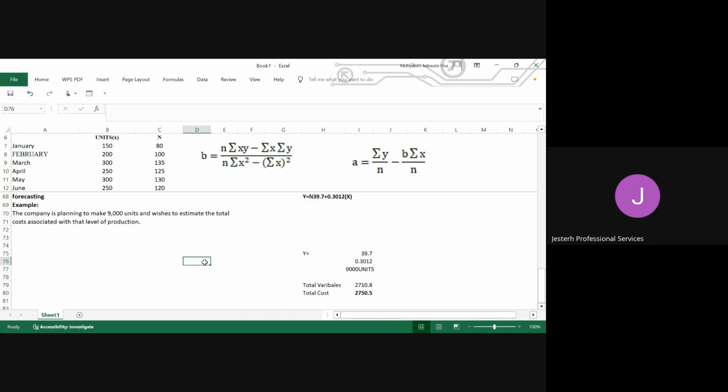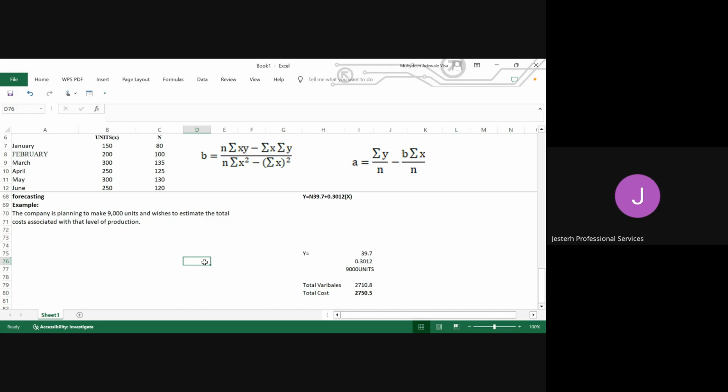Then they are expecting you to arrive at total variable cost and use that total variable cost to determine your total fixed cost. Understand? Now, they will just tell you that the company is planning to make 9,000 units of products, or level of activities. They are forecasting.